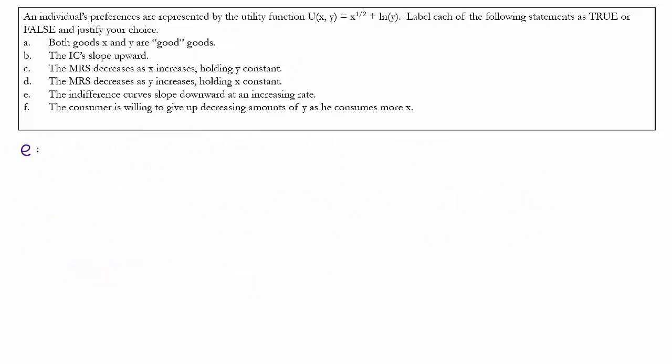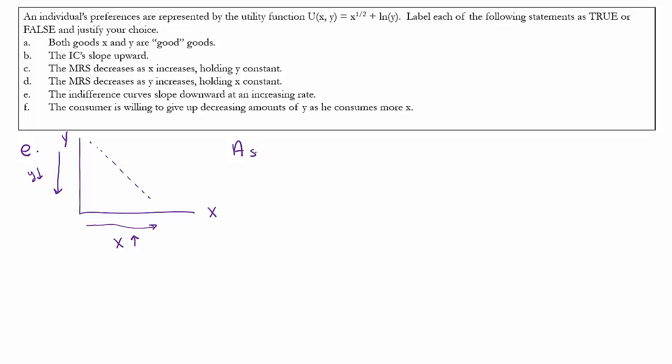Now let's turn to statement E. True or false, the indifference curve slopes down at an increasing rate. Well, we know that the indifference curve slopes down from statement B, and we know something about the rate from looking at statements C and D. Because the indifference curve slopes down, and if we want to look from left to right, we will think about what happens to the slope of the indifference curve as x goes up and as y goes down.